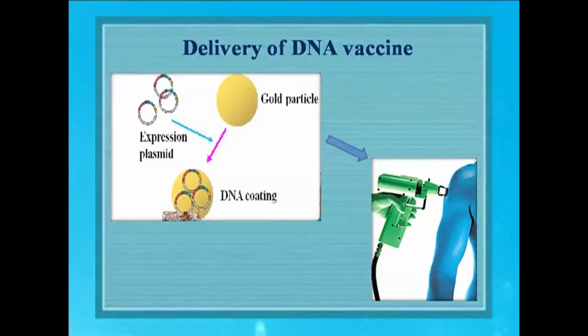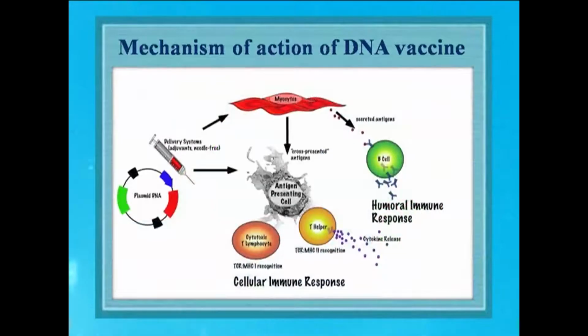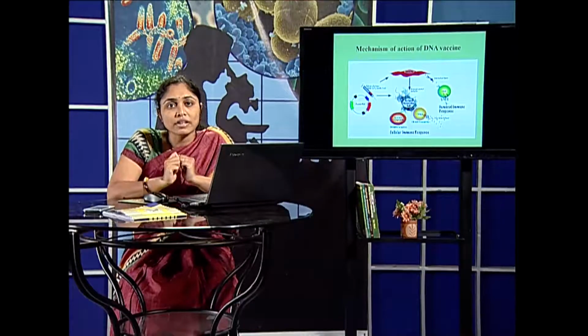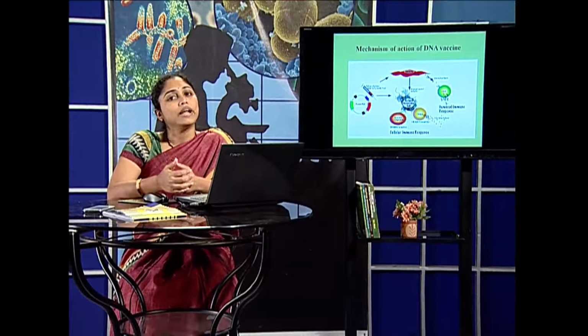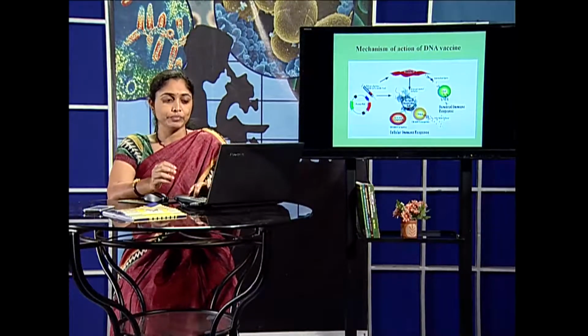Inside the muscle, these DNA molecules are taken up by the muscle cells. These DNA molecules are expressed to produce the proteins. Those proteins are recognized as foreign and they are presented on the surface of the muscle cells. Now the immune system cells recognize them as foreign and they mount an immune response.